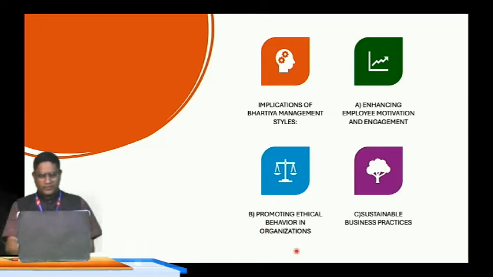Promoting ethical behavior in organization. So all the ethical standards would be followed by the executives or the managers towards the persons who are below them, the persons who are working below that particular level. And there would be sustainable business practice. That means the practice of business work culture would be better so that the growth of the industry would be better.